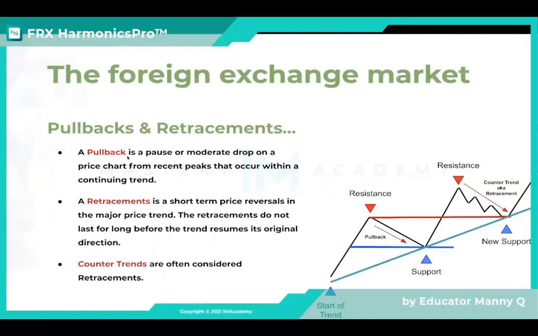So a pullback is a pause or moderate drop on a price chart from a recent peak that occurs within a continuing uptrend. As an example, let's say the trend starts here.